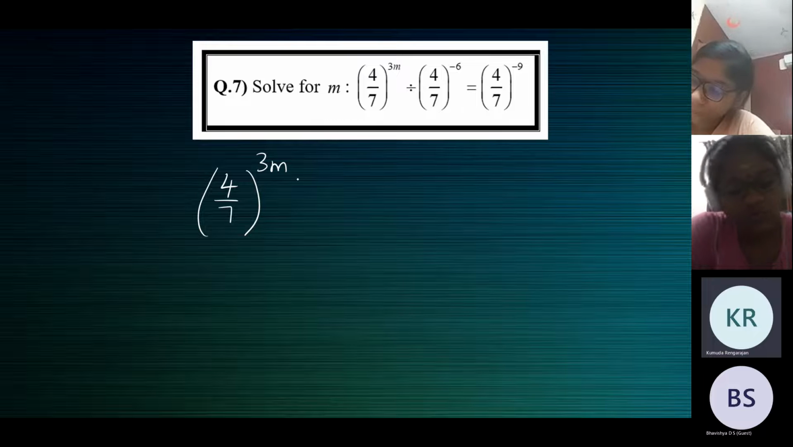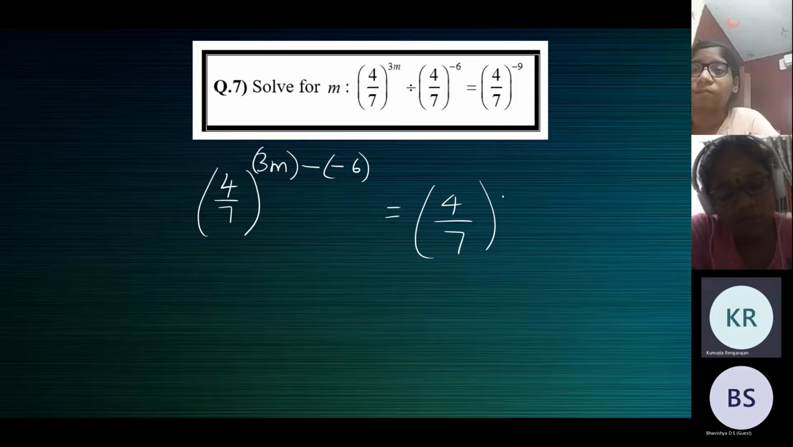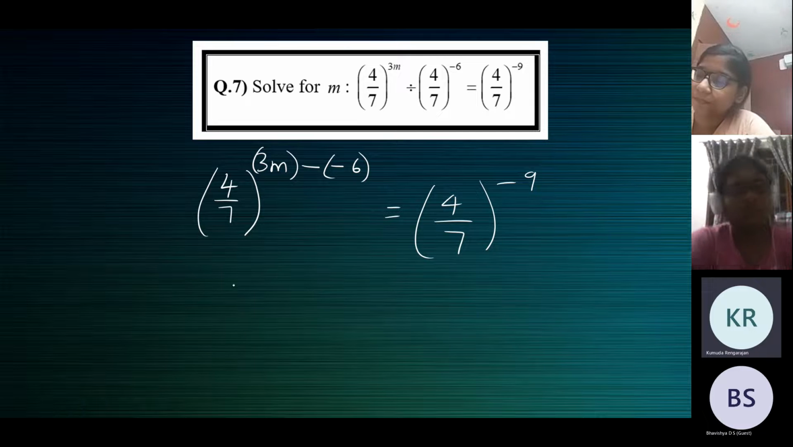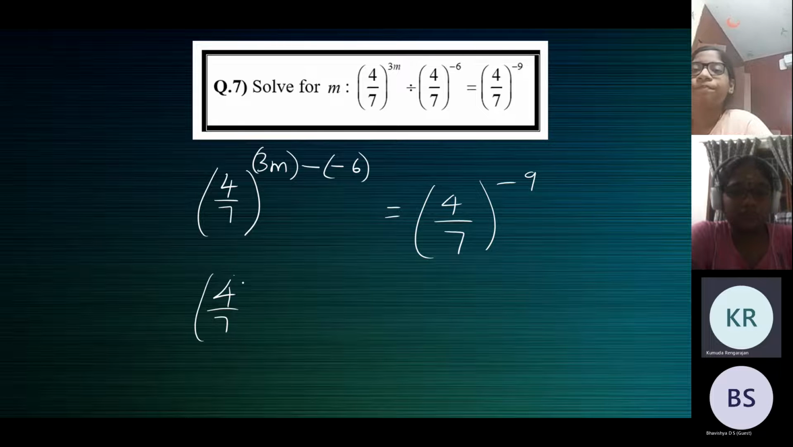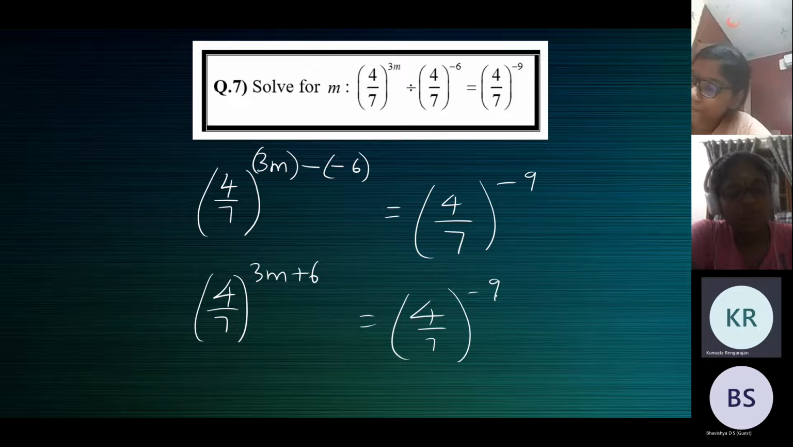The first power is 3m. The second power is minus 6. We have to subtract the powers. So this is what happens on the left-hand side. We use the law: bases are same and it's division, so we subtract the powers. On the right-hand side, we write 4 by 7 raised to the power minus 9 as it is. Now we simplify the power on the left-hand side. (4/7)^(3m+6) = (4/7)^(-9).